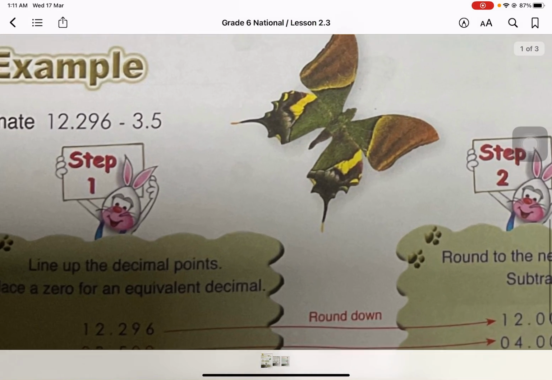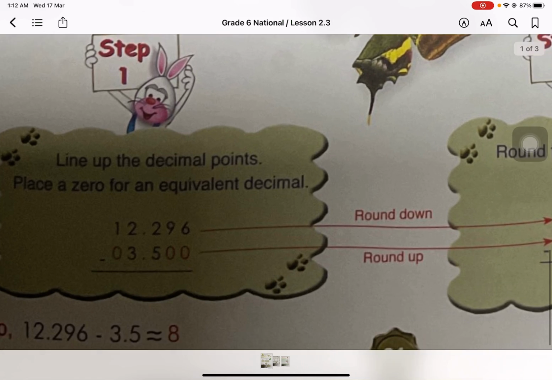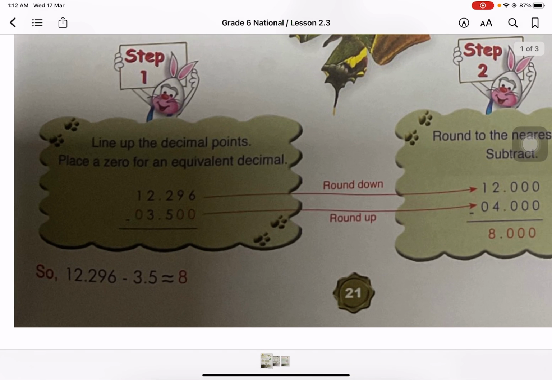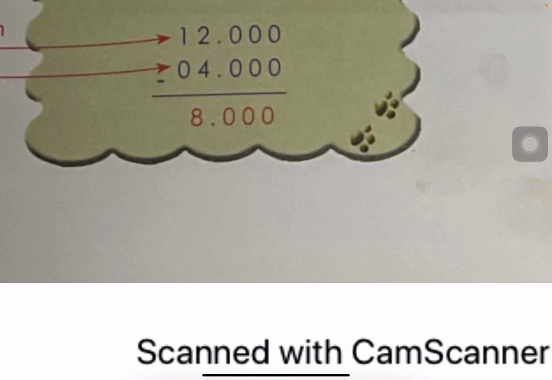Another example, estimate. Estimate means rounding. Okay, I have 12.296. I need to subtract 3.9 from it. Step 1, line up the decimal. Put your numbers under each other. Place a 0 for an equivalent decimal. If you don't have digits here, you can put zeros under it.